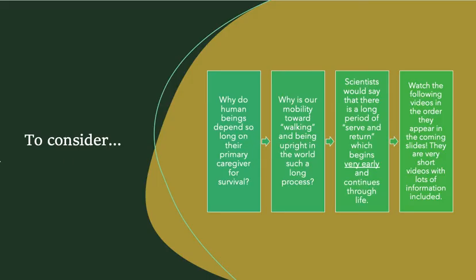So we are going to consider a few things in this particular overview. Why do human beings depend so long on primary caregivers for survival? And why is our mobility toward walking or standing up such a long process? I mean, you see a baby horse being born, and it doesn't take very long for it to be standing up and walking. It might be shaky, but it's not a long 9-10 month process.